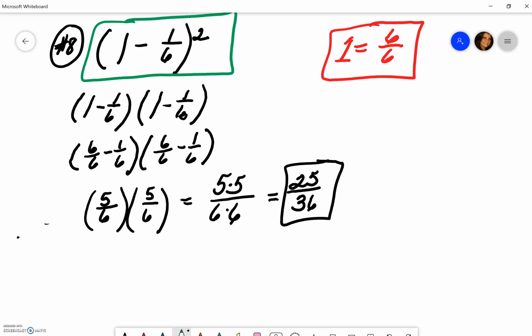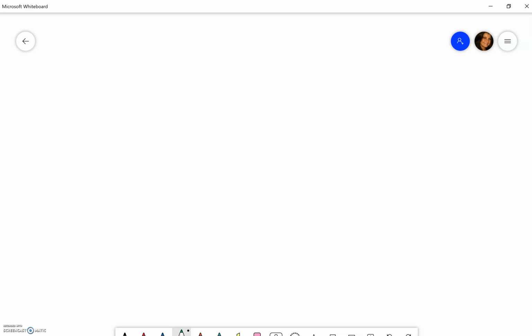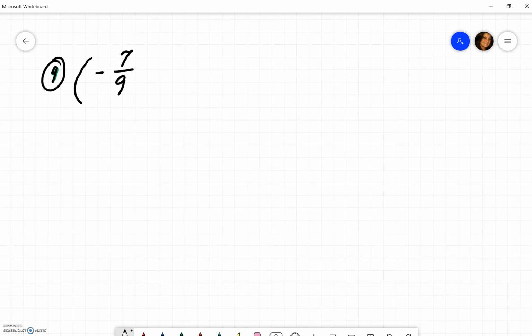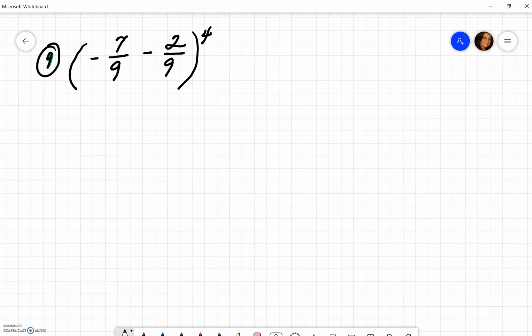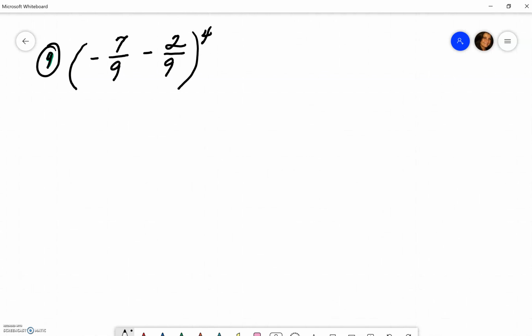All right, now let's move on to the last problem, which is number 9 for this section. So number 9. Now we have negative 7 over 9, and we're going to subtract that by 2 over 9 to the 4th power. Okay, so again, you want to start trying to reduce down as much as you can inside the parentheses, because that's order of operations. You take care of what's inside the parentheses before you take care of this exponent.